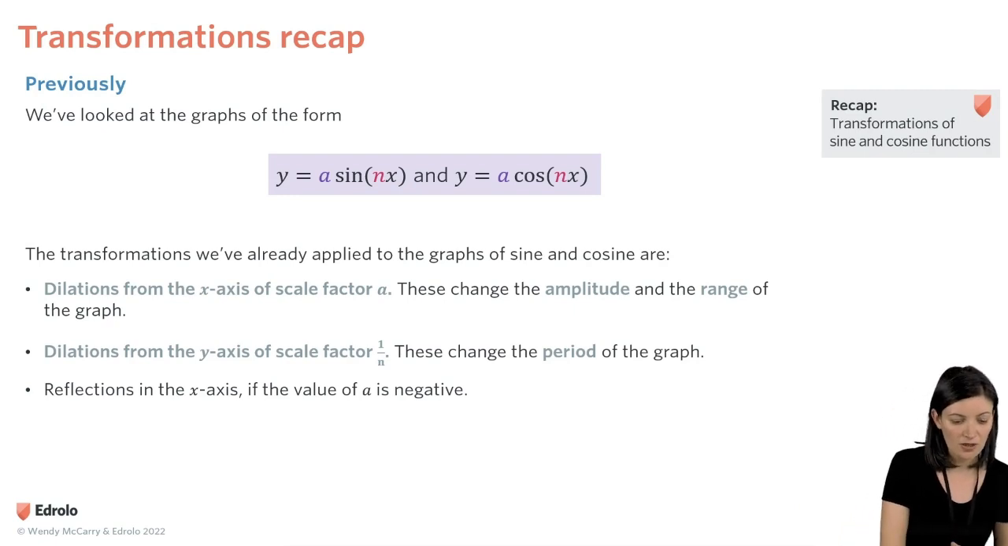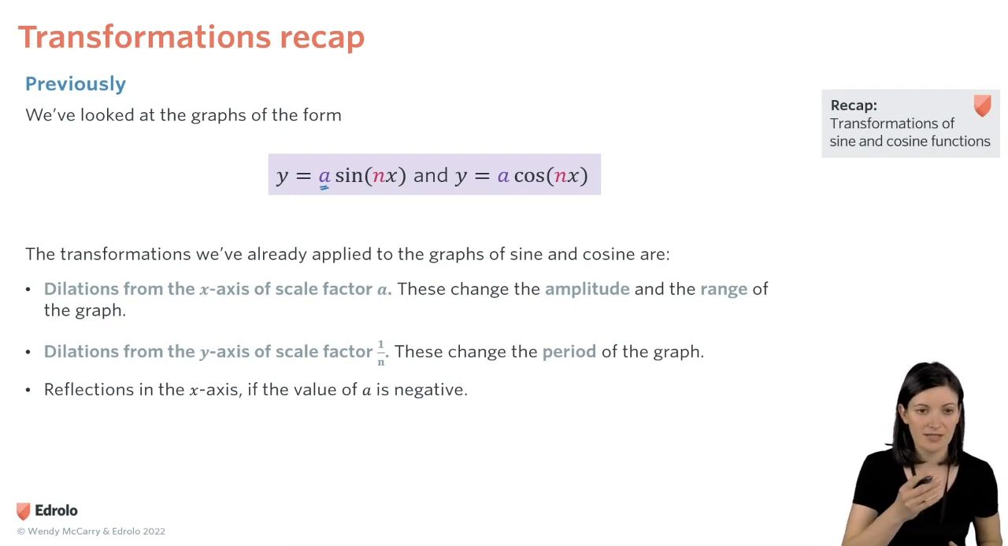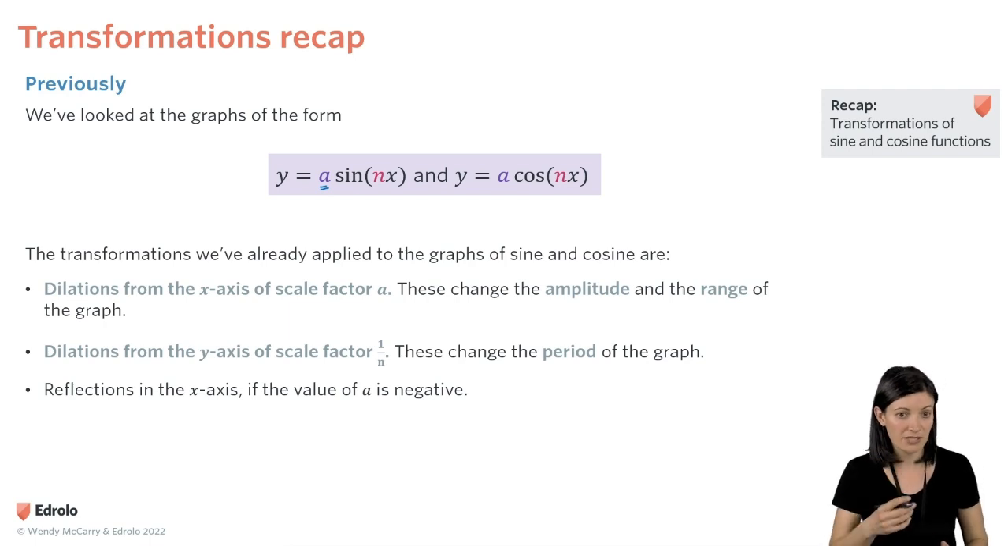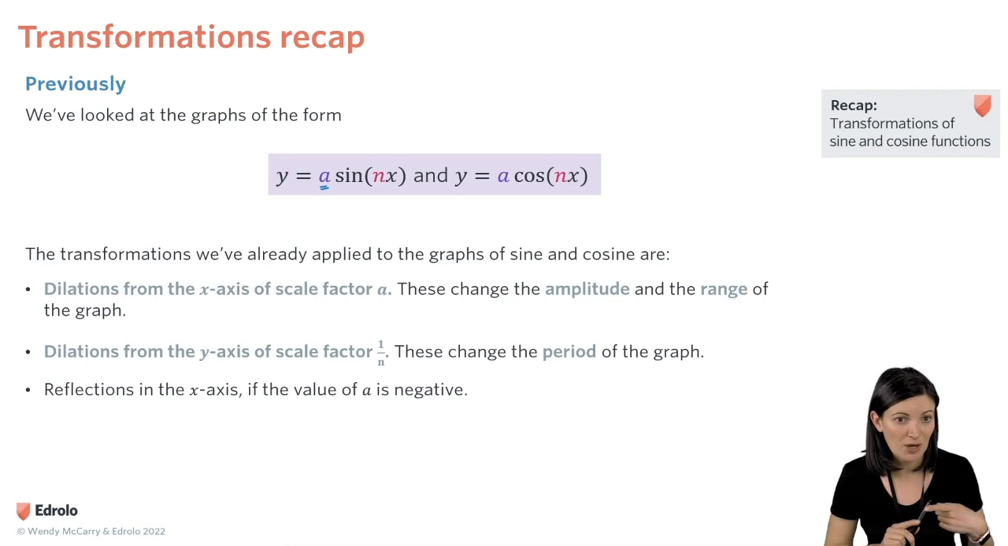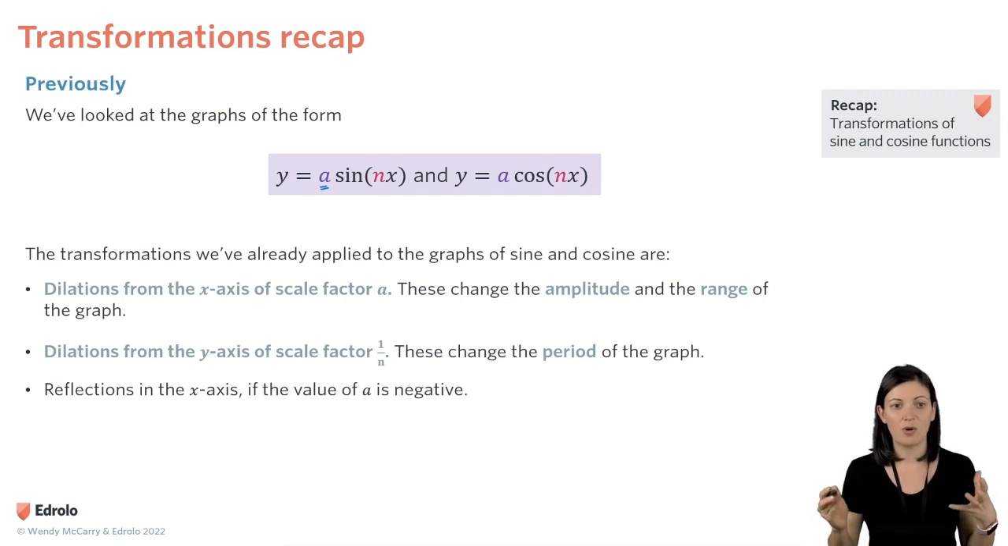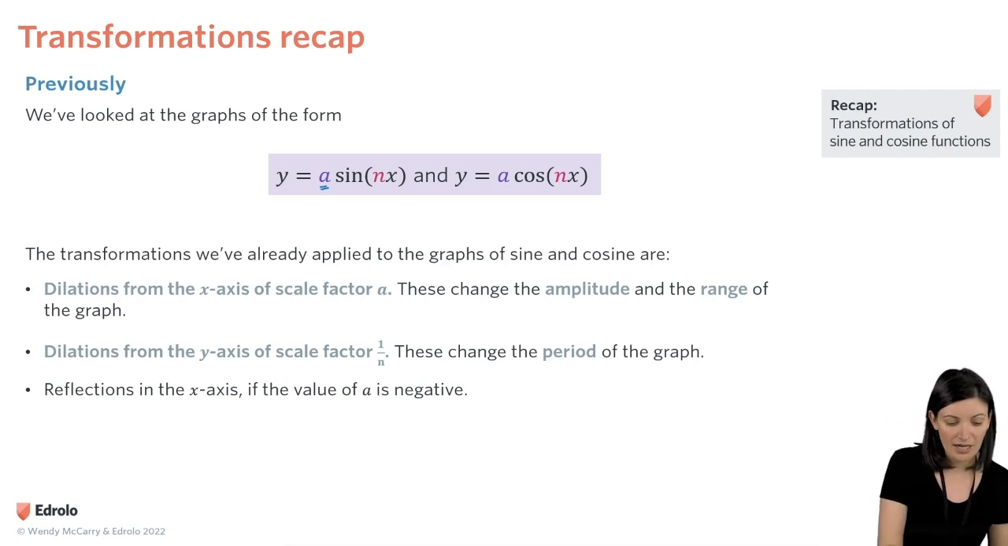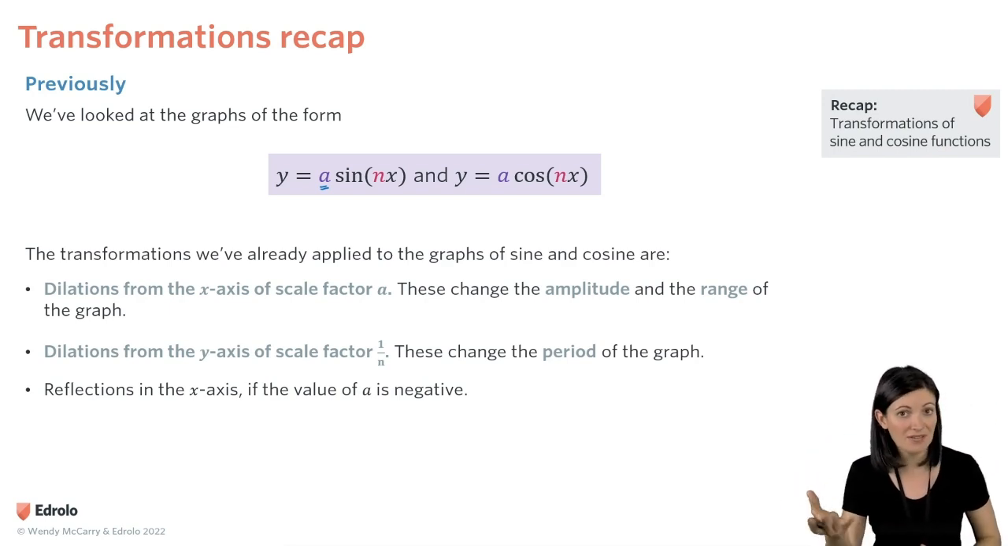So this is just a recap of the transformations we've already done. So as we know, the value of a, so that's the value that's being multiplied in front of the function, tells us about the amplitude of the graph. And that's also what we call our dilations from the x-axis. Okay, we remember if a was negative, that gave us a reflection in the x-axis.